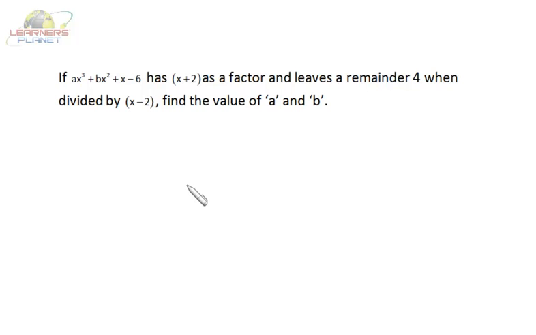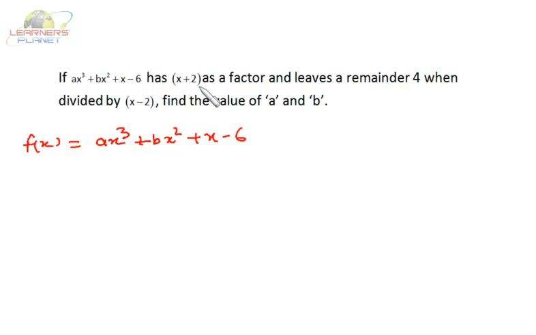Now let's see this interesting question. If this polynomial has x plus 2 as a factor and leaves a remainder 4 when divided by x minus 2, then we have to find out the values of a and b. Now let's begin to do. Let's assume this polynomial to be f(x). So f(x) is equal to ax cube plus bx square plus x minus 6.